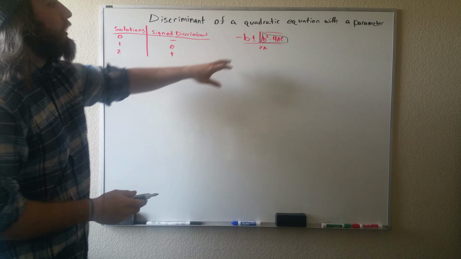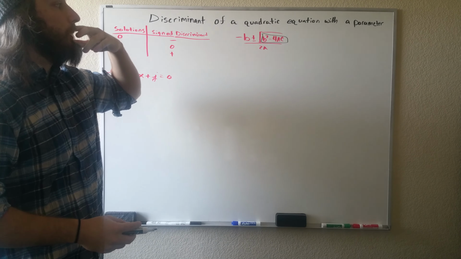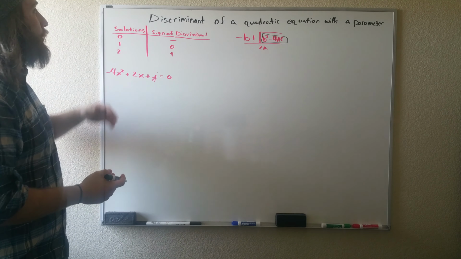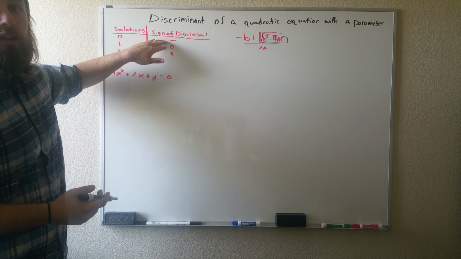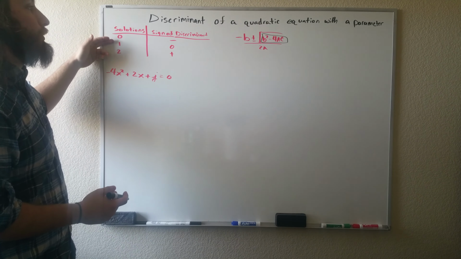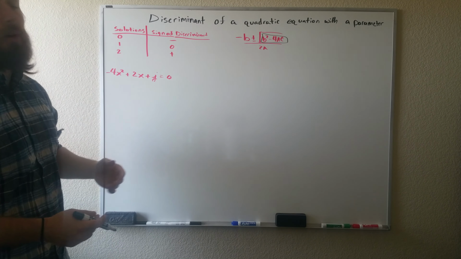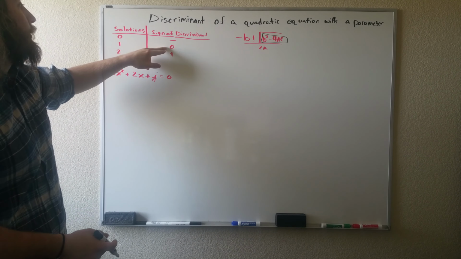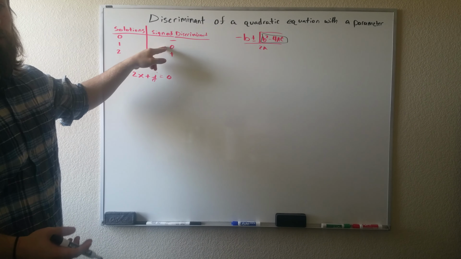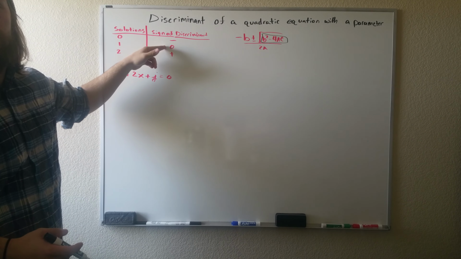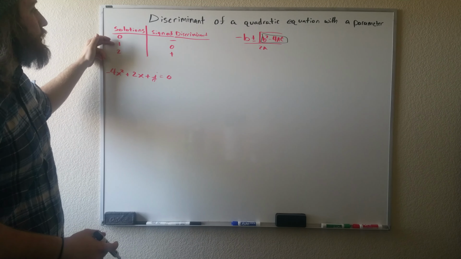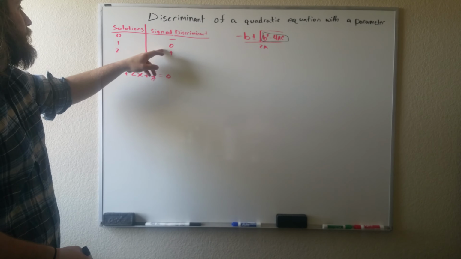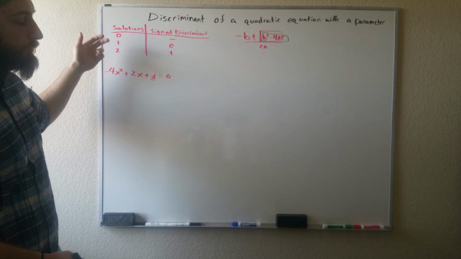So, looking at this b squared minus 4ac, we know that there are three possible outcomes. We could get a negative in there. In that case, we're going to have zero solutions because you can't take the square root of a negative number. In the second case, we'll have 0 underneath the radical, and since 0 can only be the square root of 0, we'll only have one solution. And then for any number greater than 0, it's going to be positive, and we'll have two solutions.